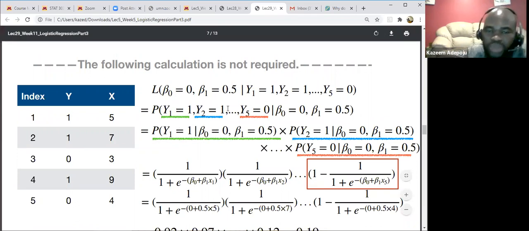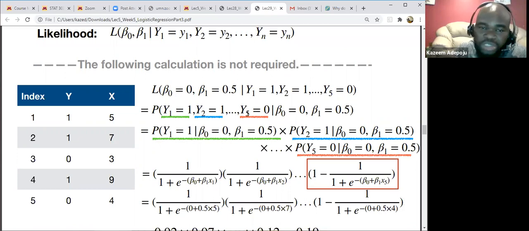If you look at this, it is talking about the probability of y1 equal to 1, y2 equal to 1, up to y5 equal to 0. Given these two parameters, given that beta naught is equal to 0 and beta 1 is equal to 0.5, if I'm seeking the likelihood, I can rewrite this as the product of the respective responses given the parameters.